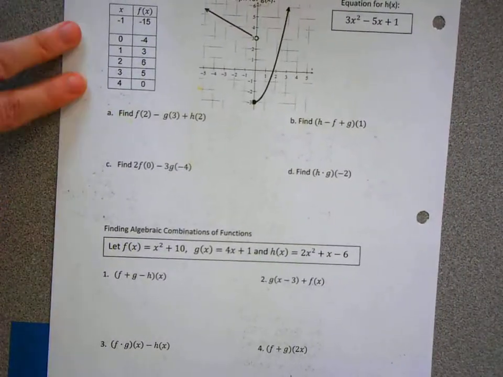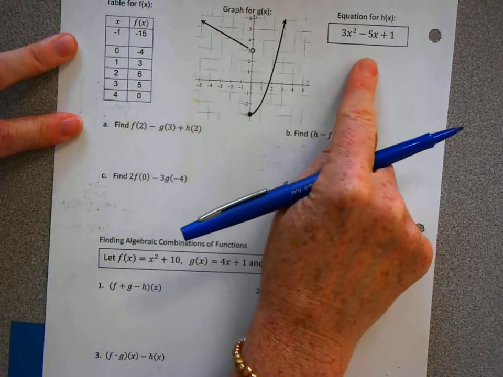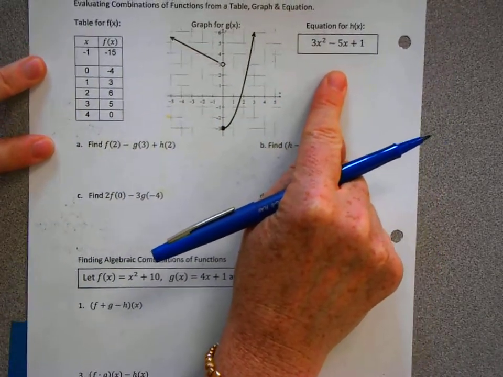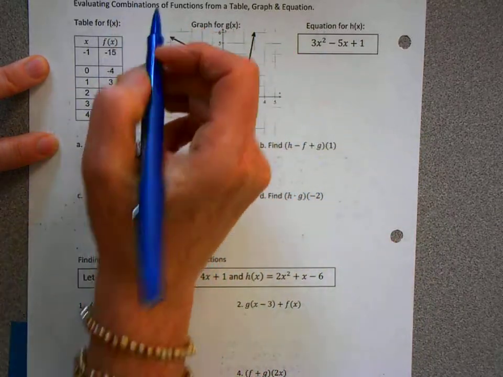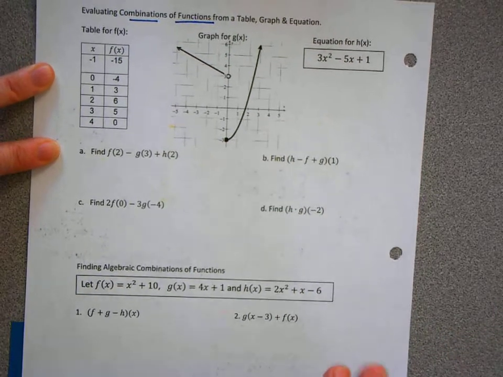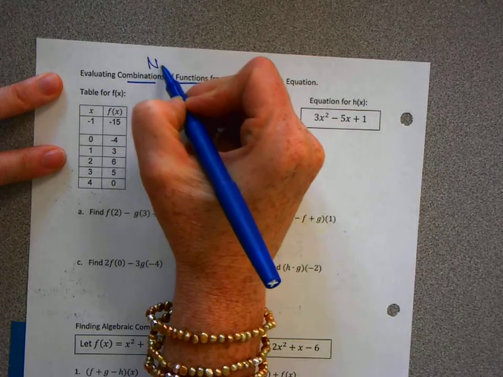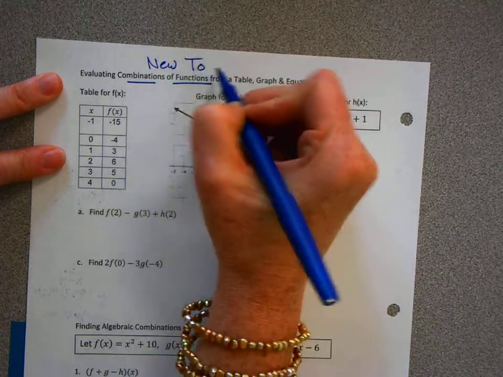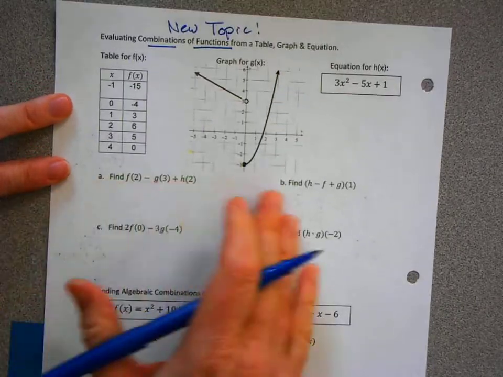All right. So I have a table and a graph and an equation. Functions are represented generally in one of these three forms. So I want to evaluate combinations of functions. Okay? So this is a new topic. I'm sorry, I should have introduced it better. New topic. Combinations of functions. Okay. I want to combine functions.